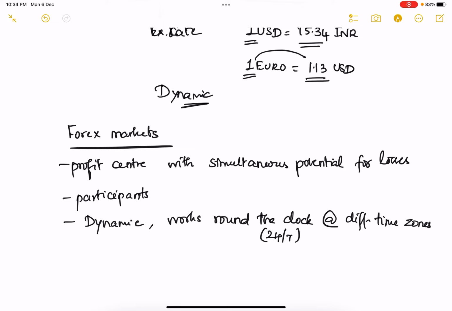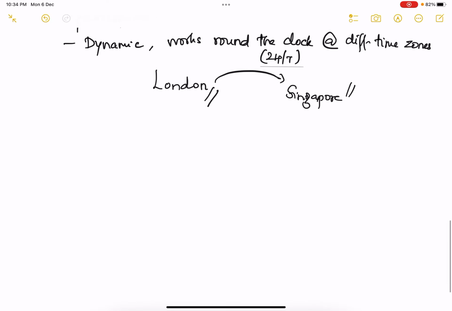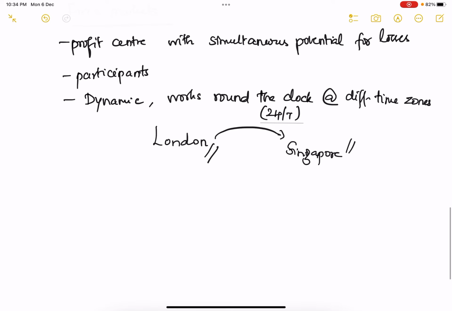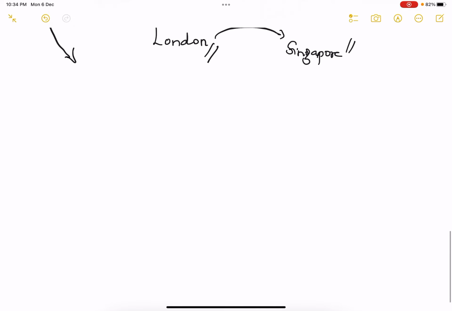For example, a London market works along with Singapore market, but both the countries have different time zones. But foreign exchange do happen, which is 24/7. So now we'll quickly see who are these participants. They have told about 6 major participants in a foreign exchange market.